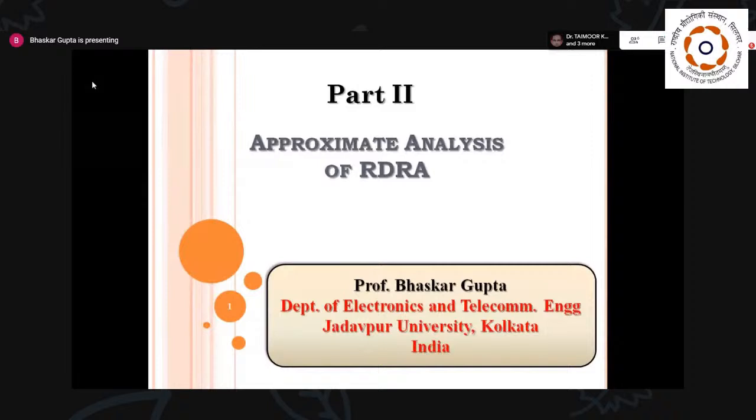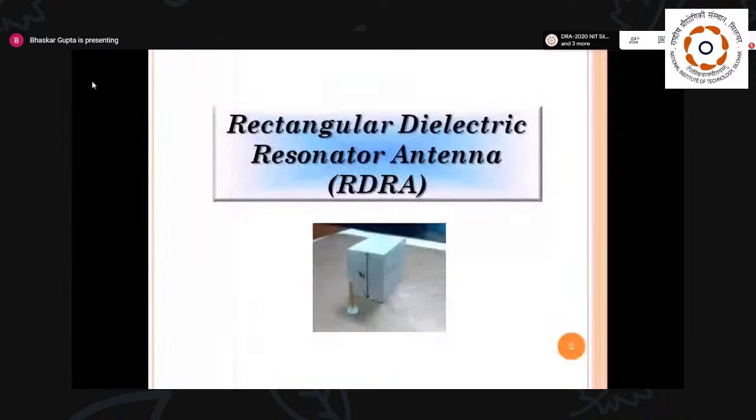Although approximate, it is giving better results than most of the theories presented earlier. Why? Let's have a look at the rectangular DRA, RDRA. Taimur just now asked why microstrip feed is used most commonly. Otherwise, it can be probe fed also, but in that case you do modeling of probe feeding. You get the rectangular DRA as shown in this figure.